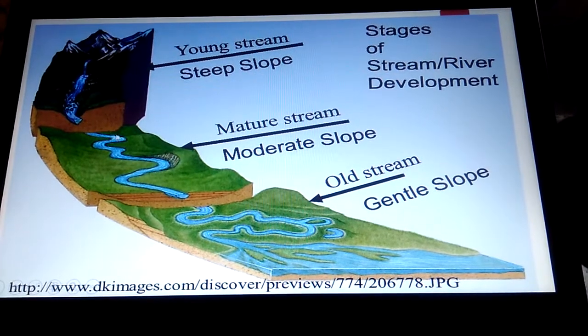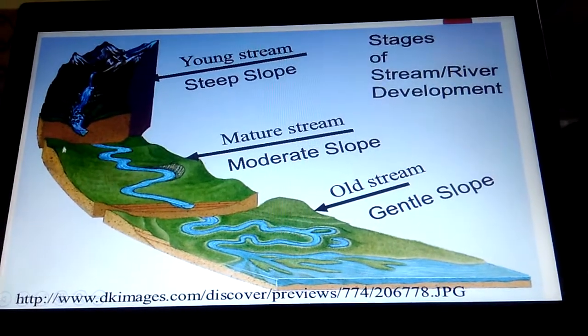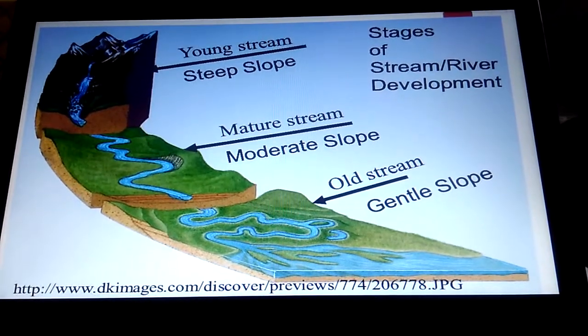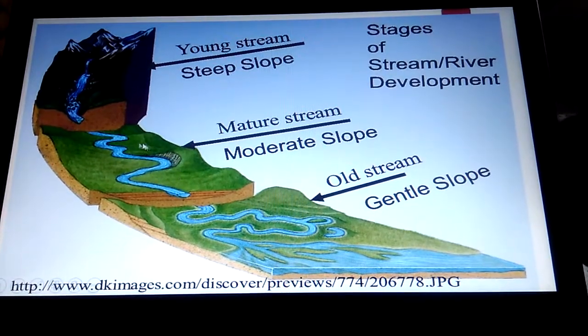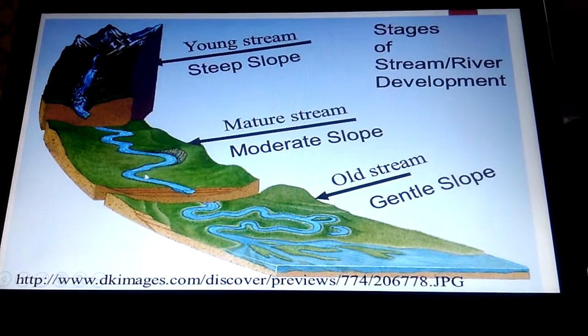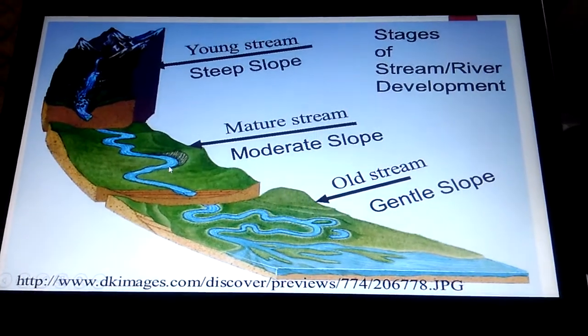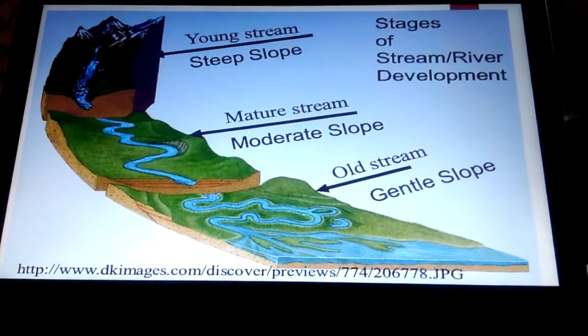Then we have the second stage of the river, which we call the mature stage, or the middle stage of the river. The speed of the river becomes comparatively slow, and that is the reason the river starts making a serpent-like movement, which we call a meander, and it also makes oxbow lakes over there.